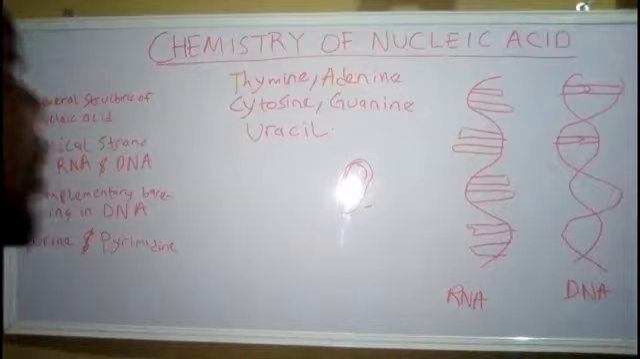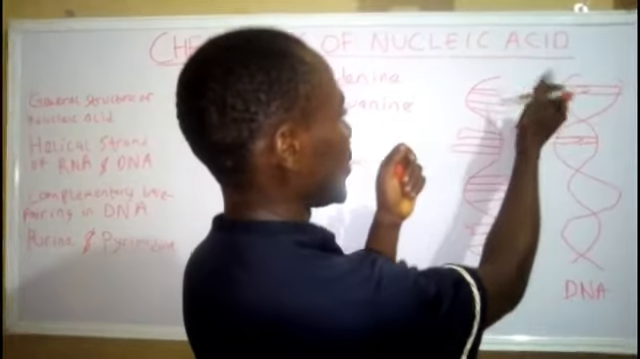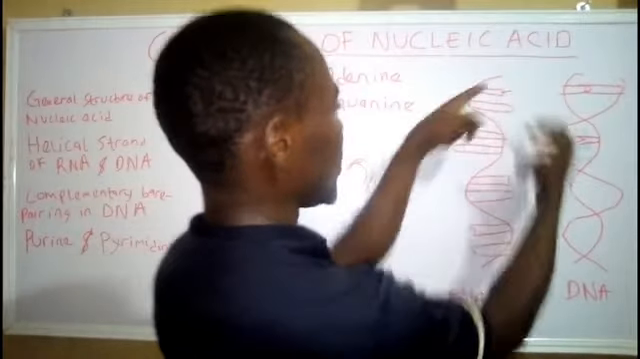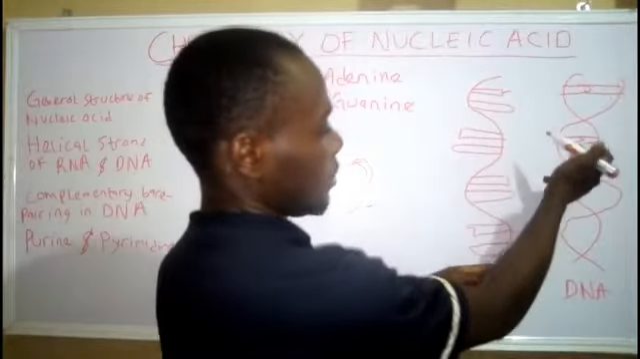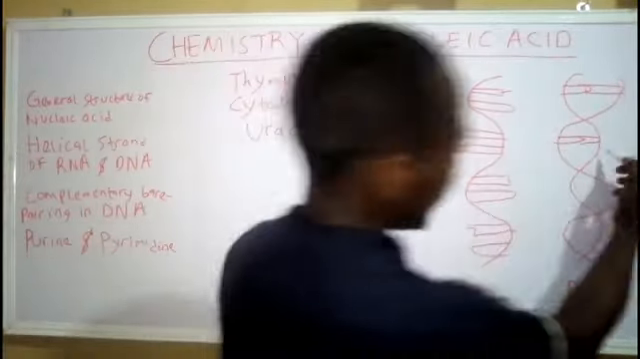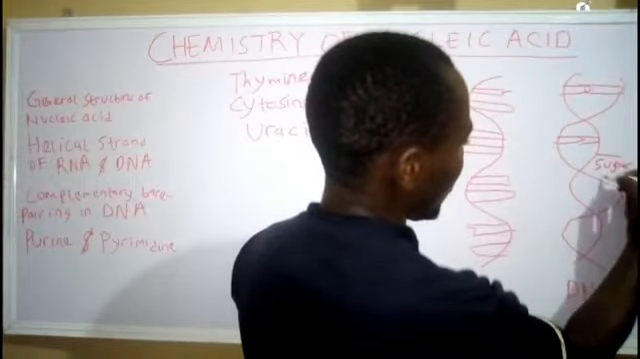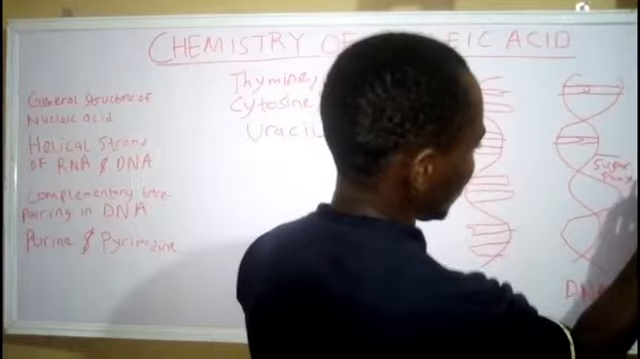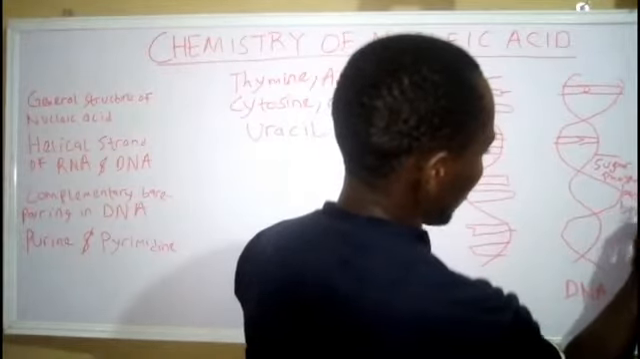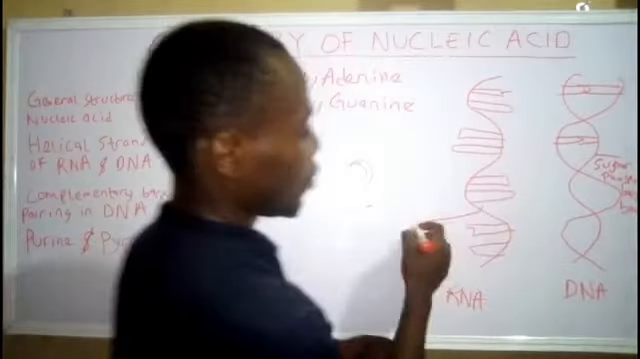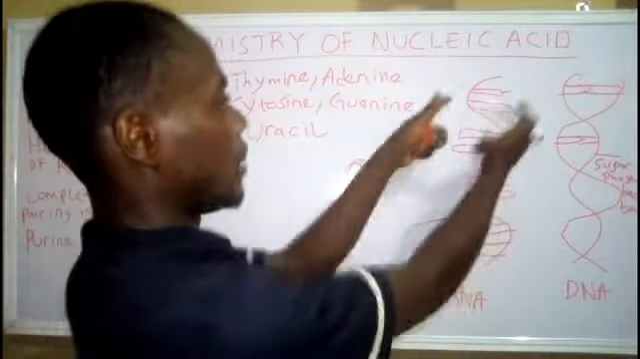Before I continue, let me quickly show you that these ones you see here are the bases present in each of them. So these are the bases, these are the bases. This one is not fully shown. Now this part is the sugar phosphate backbone. So this strand, these are the sugar phosphate backbone. So these are the bases.